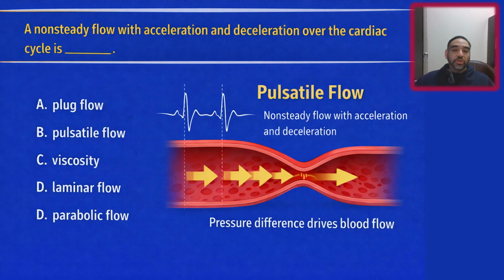So the key distinction is that there are two different categories being tested here: spatial patterns across the vessel, laminar, plug, parabolic, and temporal patterns over time, pulsatile. The question is clearly about time variation during the cardiac cycle. So the only answer that fits is pulsatile flow.